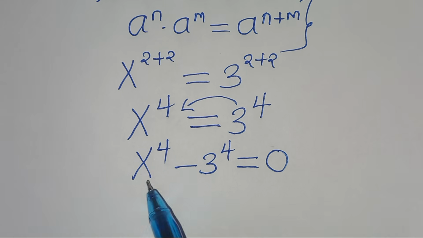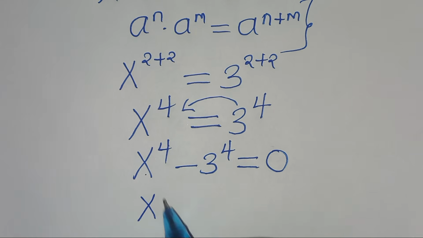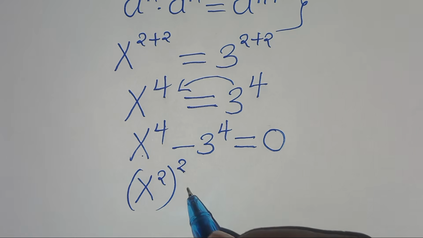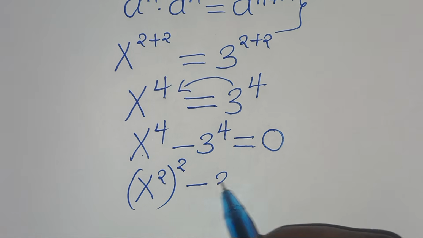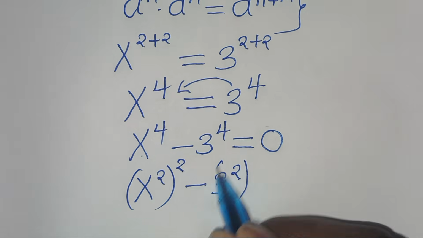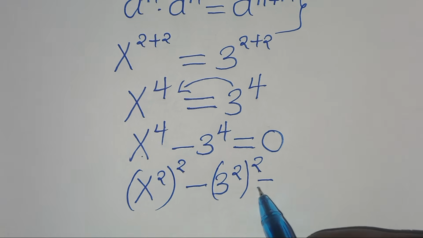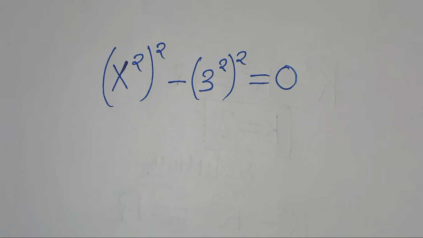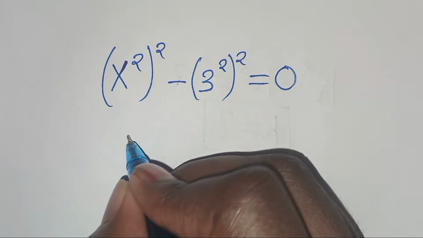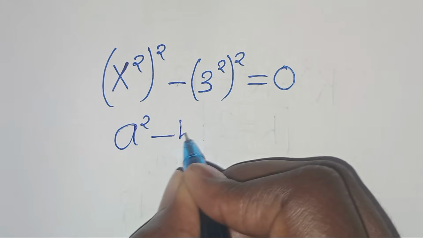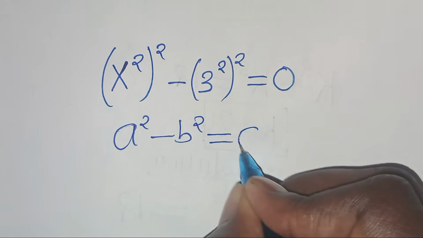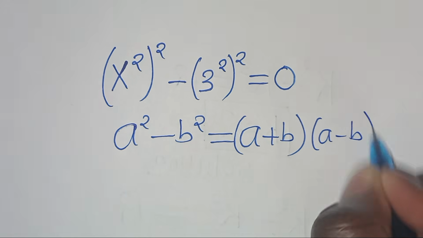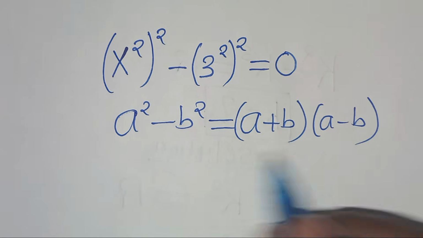The next step is that we can express x to the power of 4 as x to the power of 2 raised to the power of 2, minus 3 to the power of 4, which is 3 to the power of 2 raised to the power of 2, and this is equal to 0. Now this equation here is of the form a to the power of 2 minus b to the power of 2, which we can express as a plus b multiplied by a minus b. This is the difference of two perfect squares.